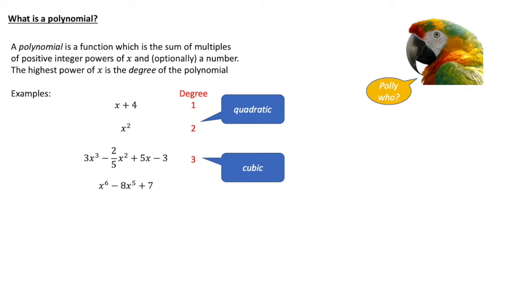Here's another random example, x to the power of 6 minus 8x to the power of 5 plus 7, and so on. And what would the degree of that be? Well, the highest power is x to the power of 6, so the degree is 6.